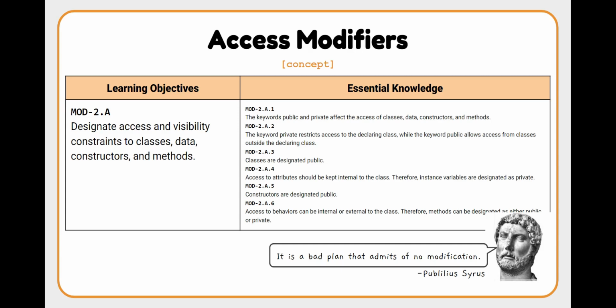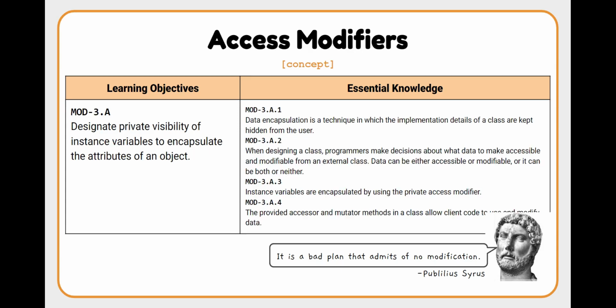Our next topic is access modifiers, our learning objectives. We want to designate access and visibility constraints to classes, data, constructors, and methods. And we have a second learning objective, designate private visibility of instance variables to encapsulate the attributes of an object.